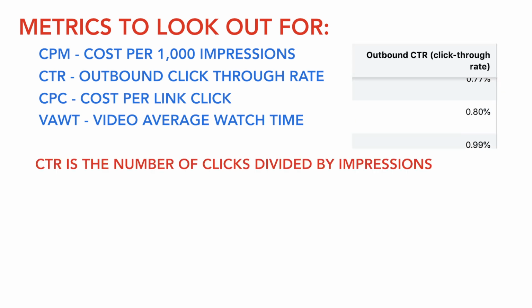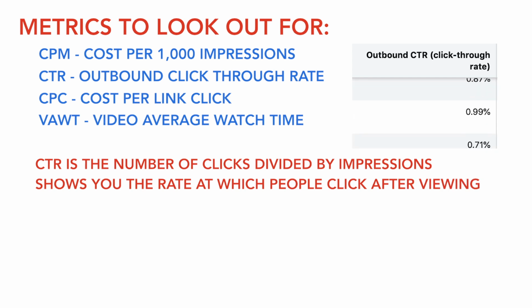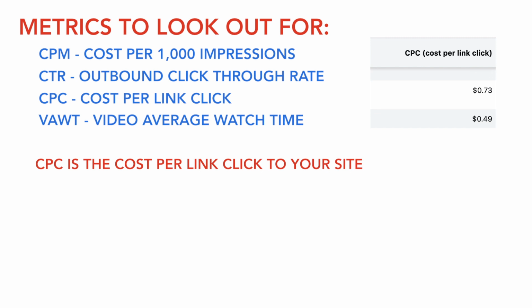Click turnover rate is the number of clicks divided by the number of impressions. It shows you the rate at which people are clicking on a link after viewing an ad. You want this number to be as high as possible. Cost per click is the cost per link click to your site.